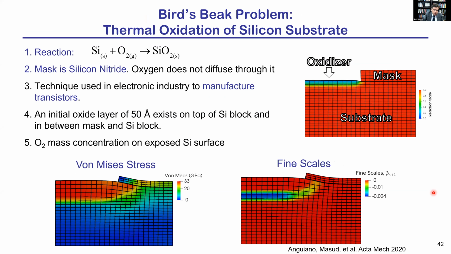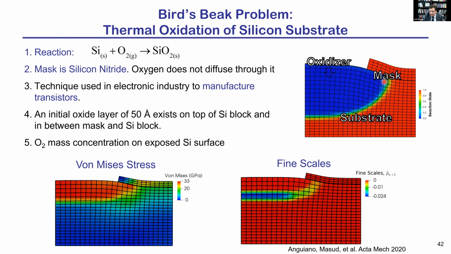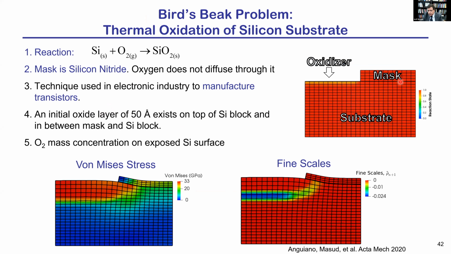So, and this is the last problem I want to show. This is oxidation, and this problem is used in the electronic industry to manufacture transistors. The surface is exposed to oxygen, undergoes large deformation. So you see this transformation along this interface. The interface moves. And it's a very crude mesh for this type of problems. Undergoes large deformation. Here is von Mises stress, and we can also quantify the accuracy of the method by looking at the fine scales.